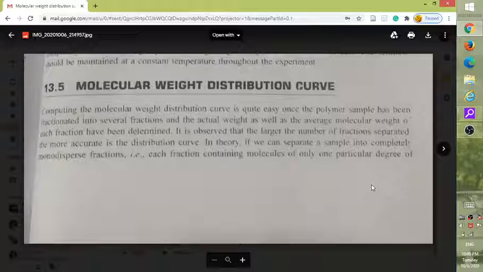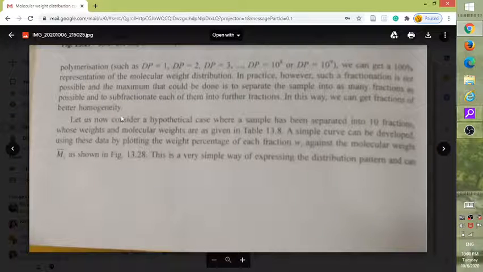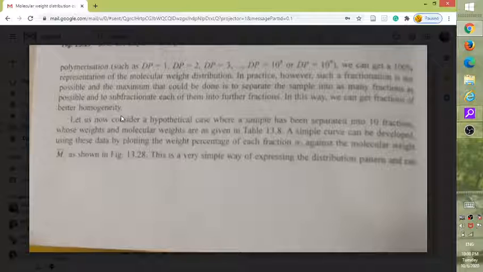It is observed that the larger the number of fractions separated, the more accurate is the distribution curve. In theory, we can separate the sample into completely monodispersed fractions. Now let us see what is a monodispersed fraction. Each fraction contains molecules of only one particular degree of polymerization, such as DP equals 1, DP equals 2, DP equals 3.